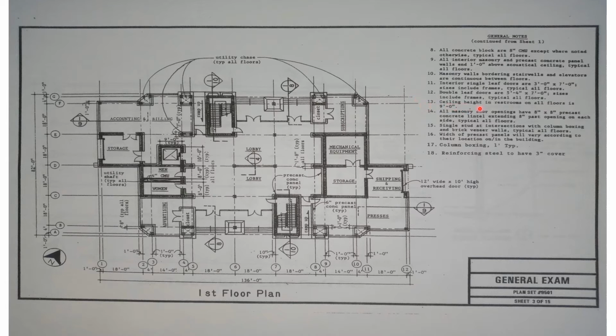Ceiling height in restrooms on all floors is 9 feet 0 inches. That could come in handy later. I like number 17, which is columns. Column boxing is 1 foot typical. So you got a column here. You've got a lot of different columns. And what you have to realize is they box around the column because that's a beam inside that column. So you got to finish it out somehow. Well, that's 1 foot by 1 foot. Column boxing is 1 foot typical, it says.